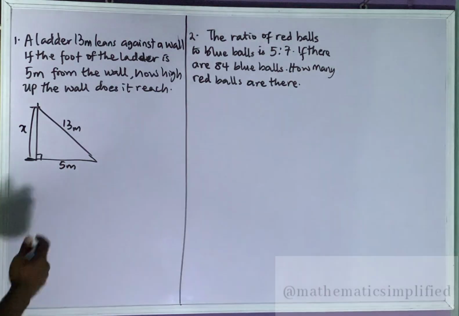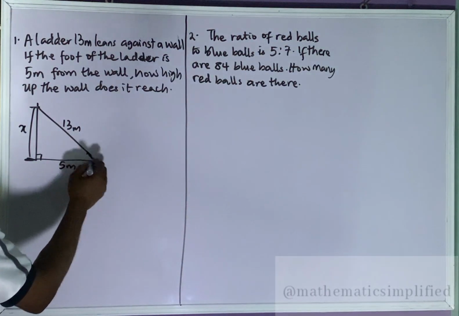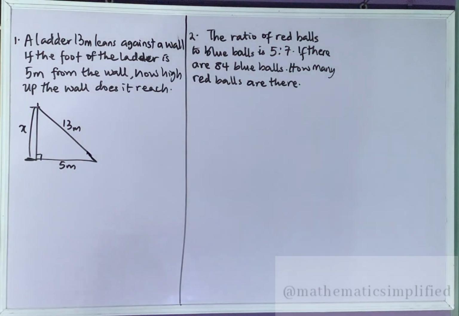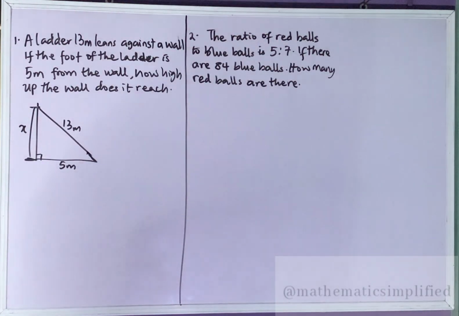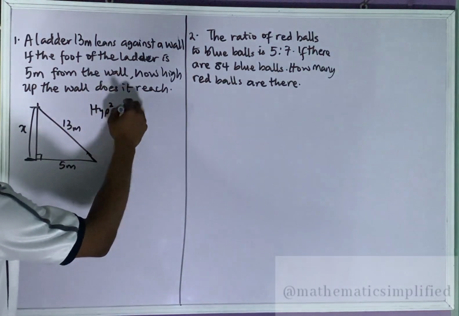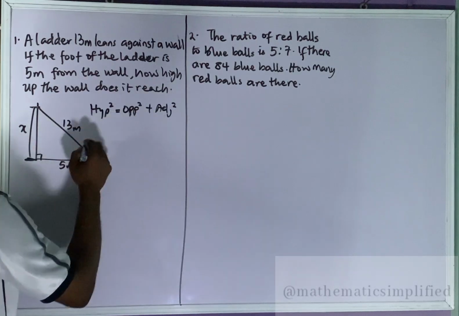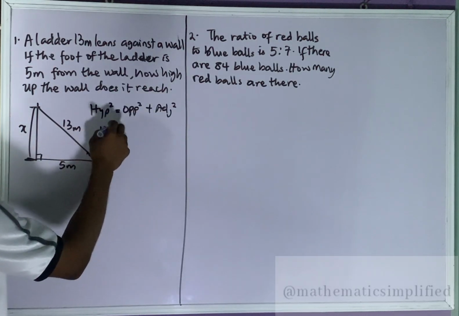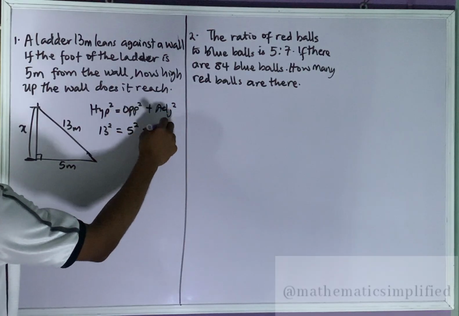So here we can apply the Pythagoras theorem. Since we weren't given any angle of inclination, we can apply the Pythagoras theorem. But if we're given an angle of inclination, then we would apply a trigonometric rule. So now we apply the Pythagoras theorem, which is that hypotenuse squared equals opposite squared plus adjacent squared. Now our hypotenuse is 13, so 13 squared equals 5 squared plus x squared.